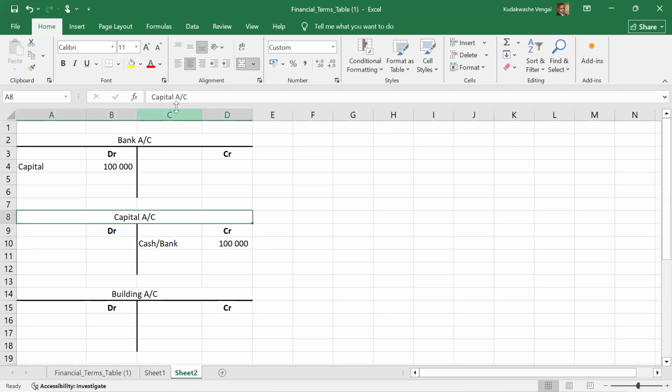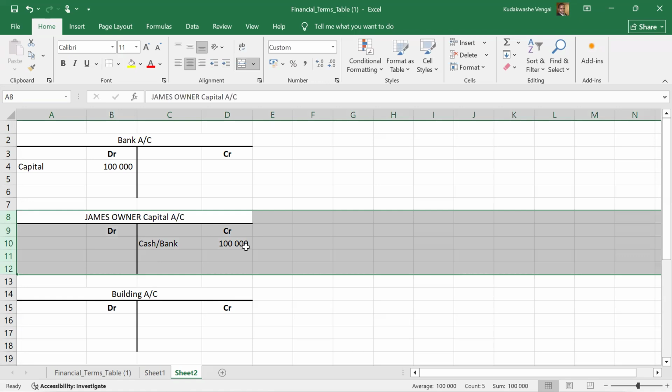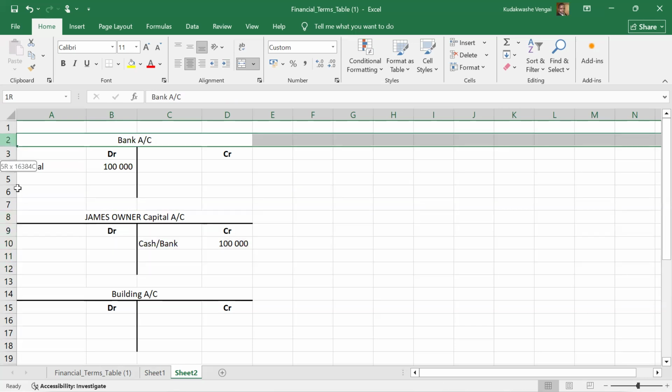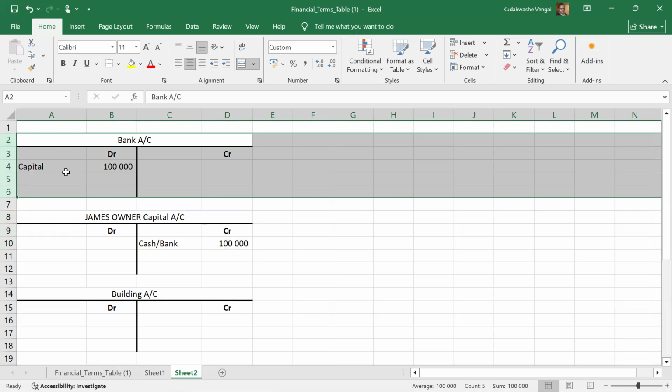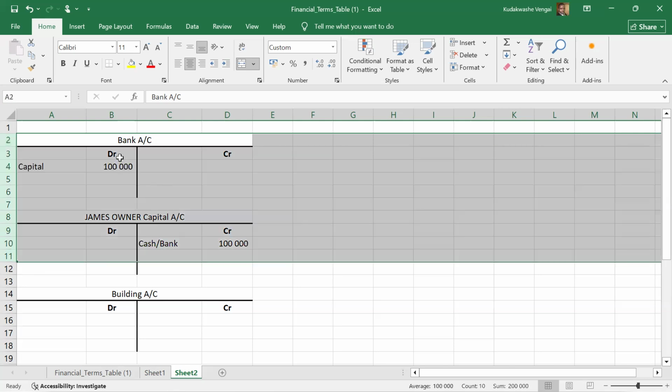So this capital account could actually be a personal account, right? And this could be James's owner capital account, because James is the owner of the business. So this is a personal account where I am recording that James deposited 100,000 in the business, because he's the owner of the business. And then in the bank account, I indicate that we received capital of 100,000 to start the business. So you can see I have recorded two entries. But I want you to notice something. One of the entries is under DR, the other entry is under CR.